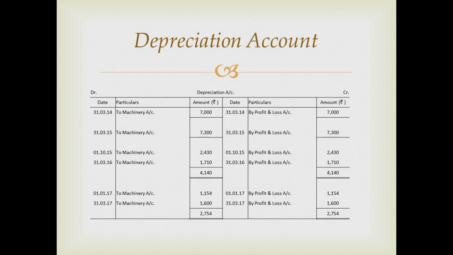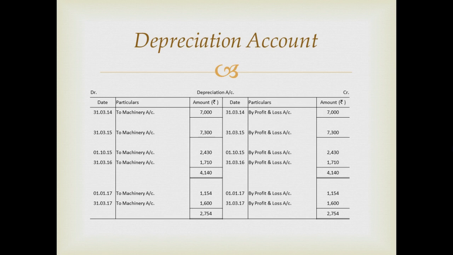On 31st March 2015, we have to machinery account 7,300 and credit side by profit and loss account 7,300. On 1st of October 2015, debit side to machinery account 2430 for the depreciation charged on the machine which was sold on that day, and 31st March 2016 debit side to machinery account 1710.